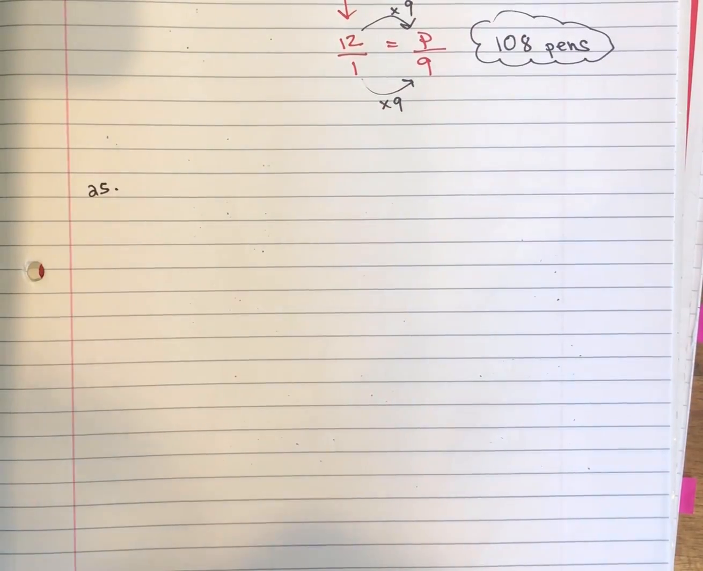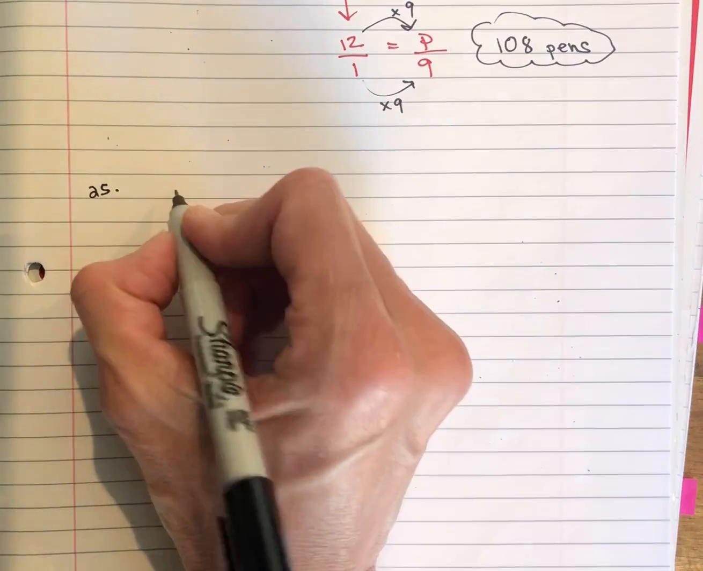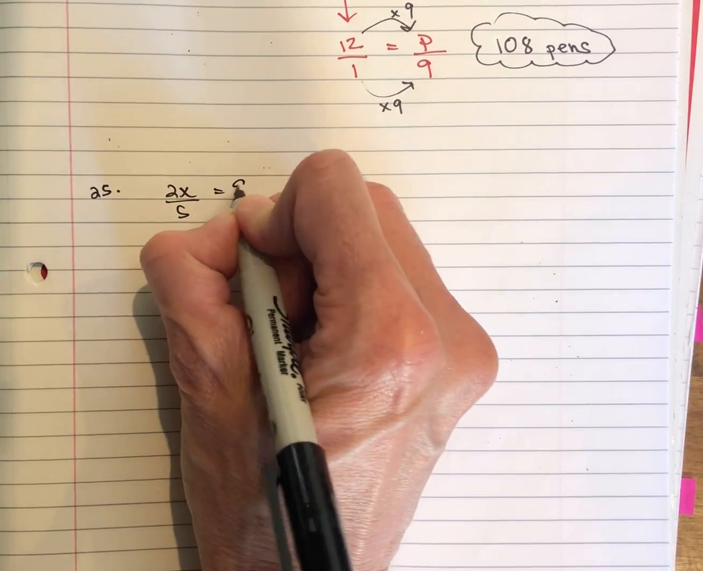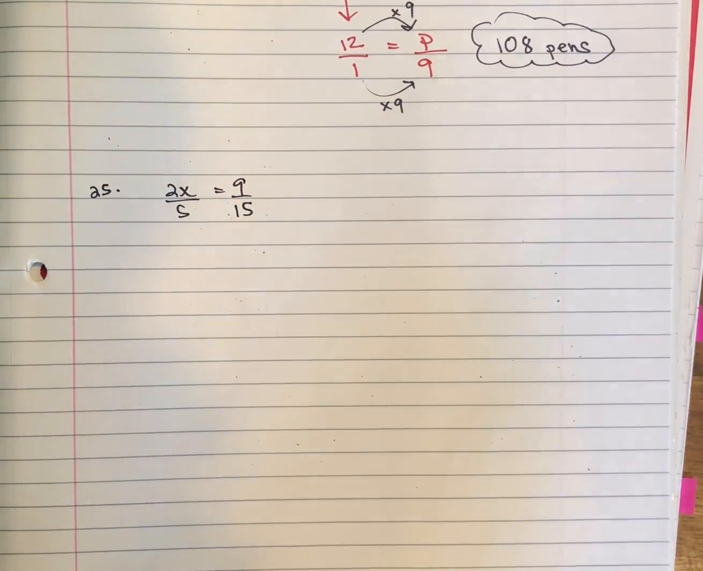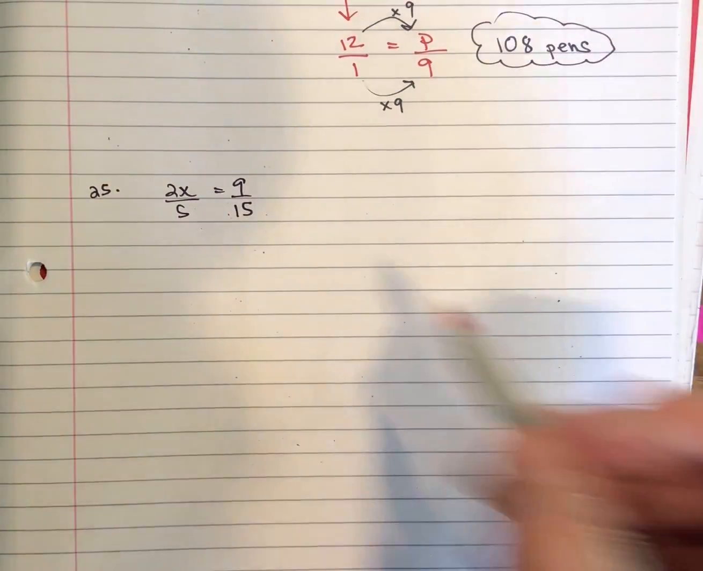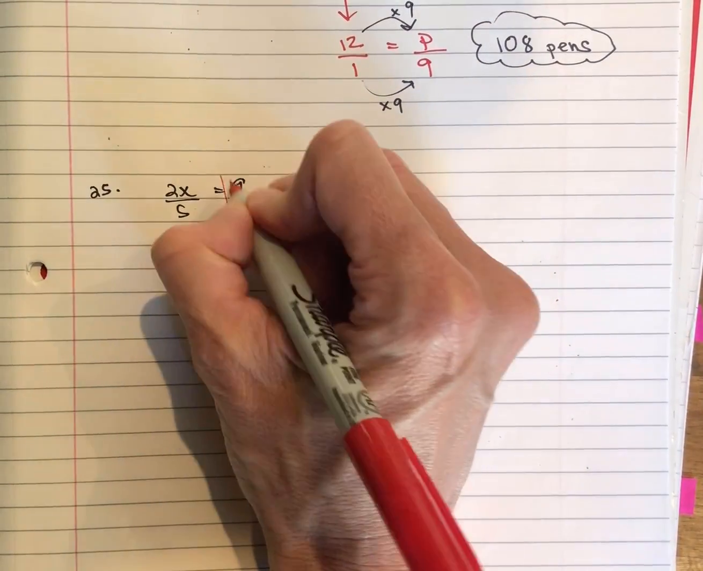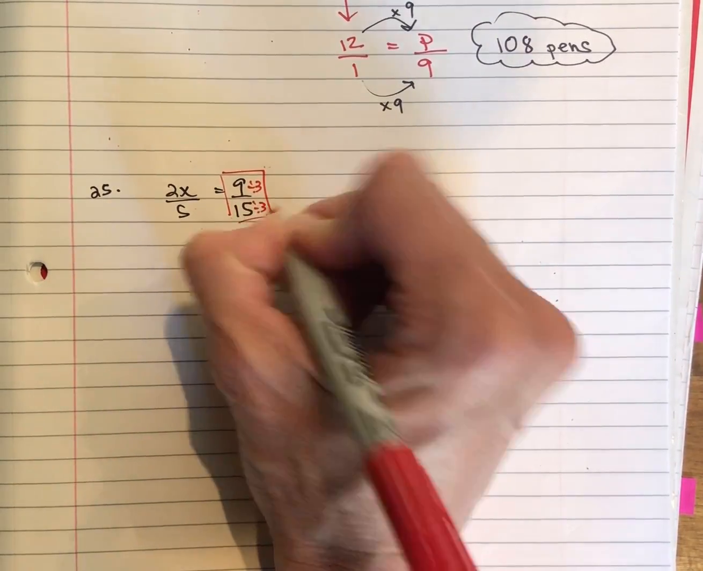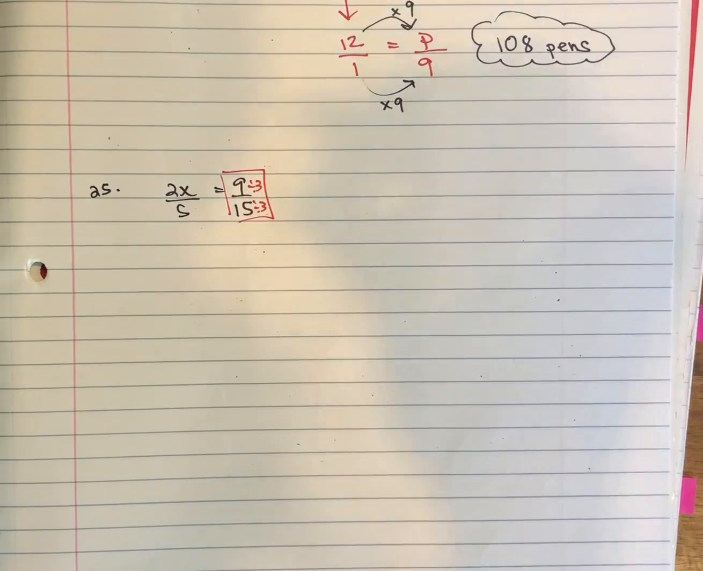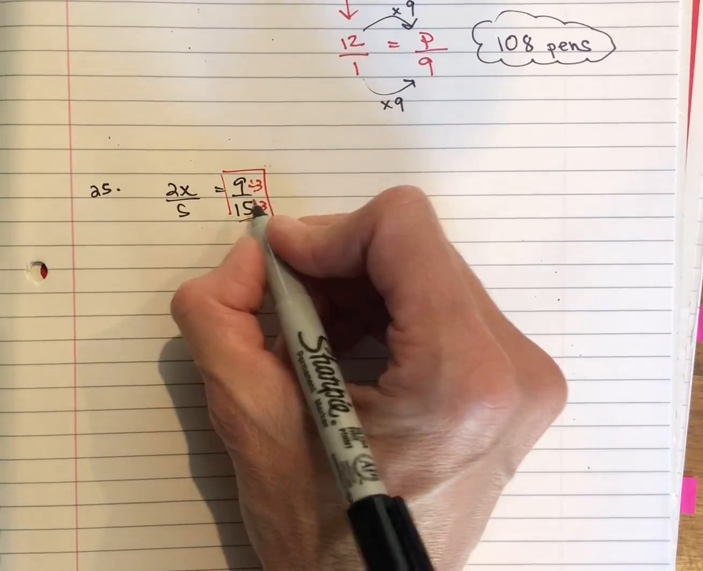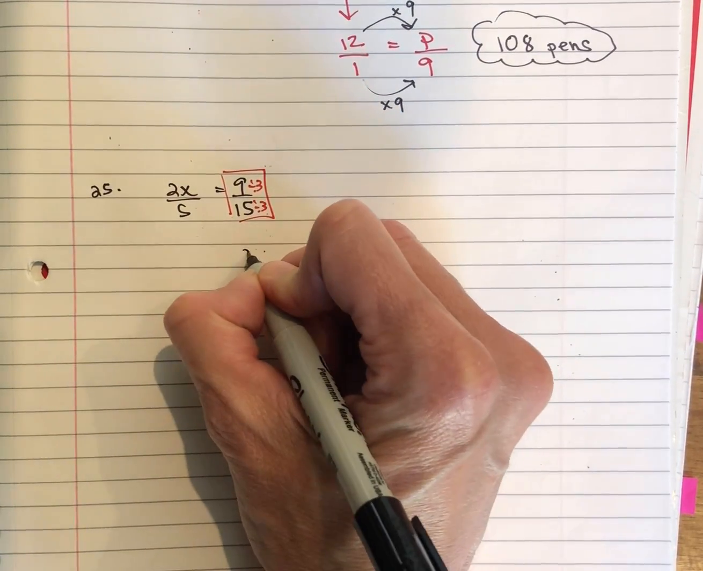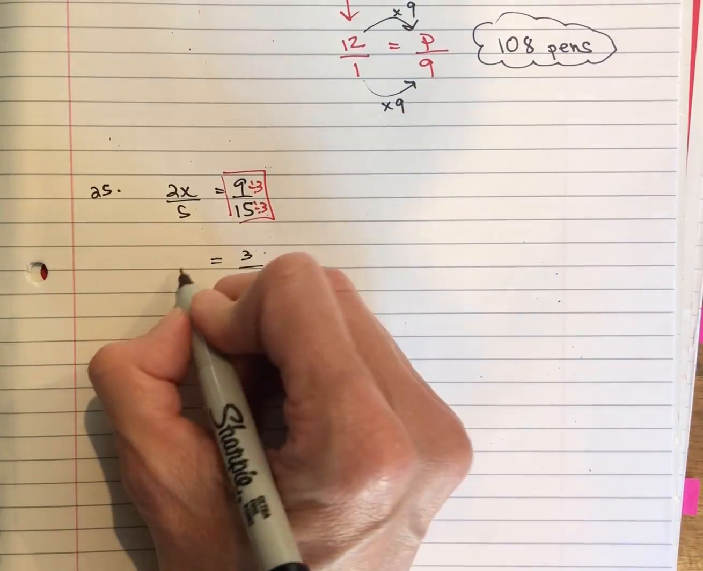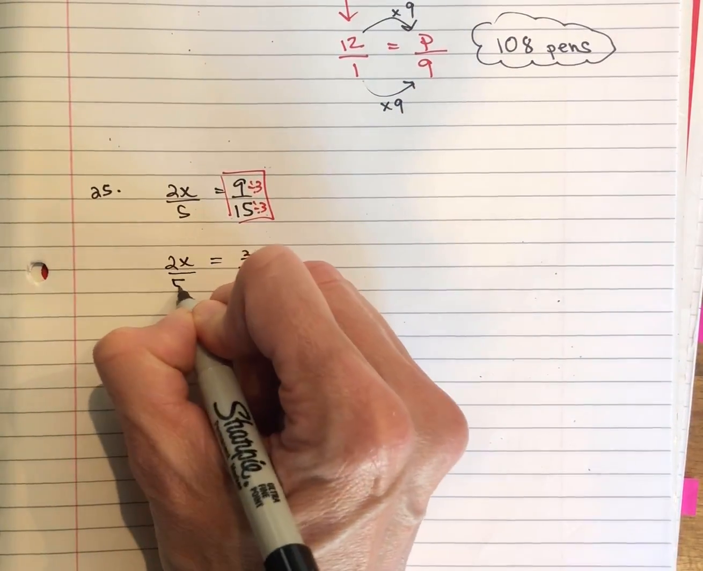All right, 25 just asks us to solve the proportion. 2x is to 5 as 9 is to 15. Okay, before you start to tackle this, I would reduce your ratio. I would divide these by 3. You don't have to, but I think it is really helpful. Okay, so 9/15 reduces to 3/5. Drop down our equivalent ratio.